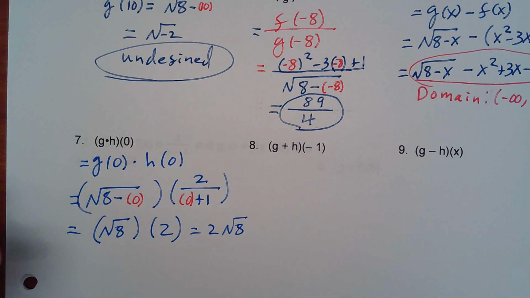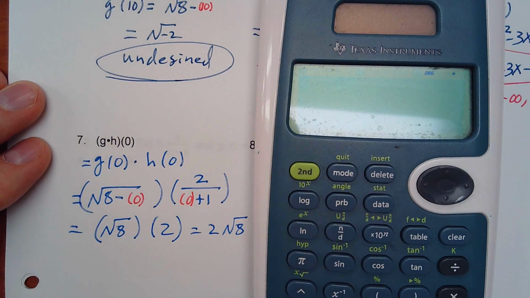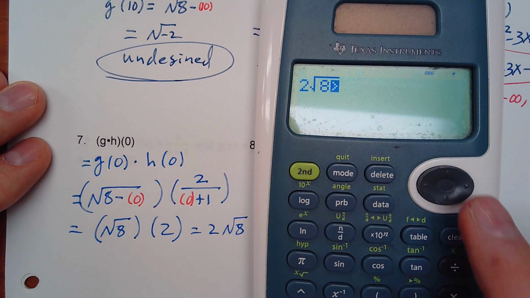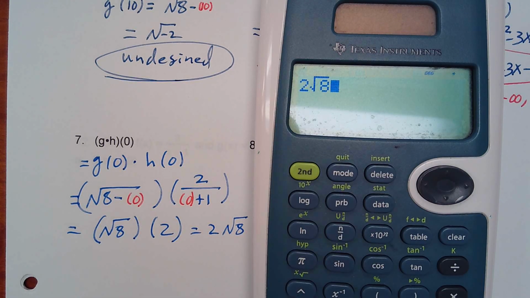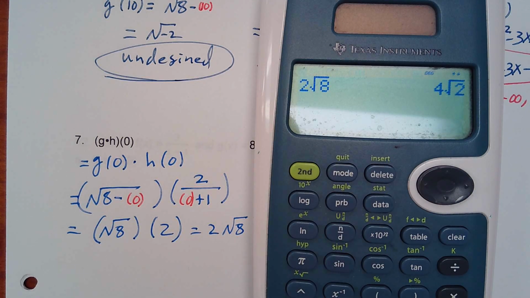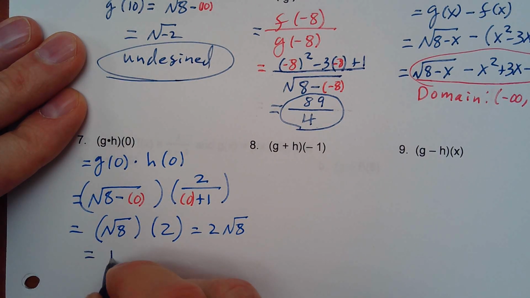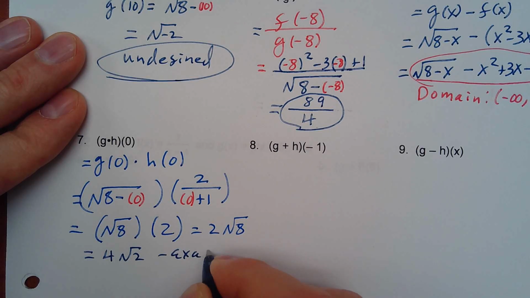Now, we do need to simplify that. So on your calculator, if I take 2 square root of 8, and this works on a TI 30XS. If you have a different calculator, then you'll have to do this by hand. If I enter it, it will simplify it for me. Rewrite that as 4 square root of 2. So that's the exact answer. And a lot of times Alex will want the exact answer, so you just leave it in that form.